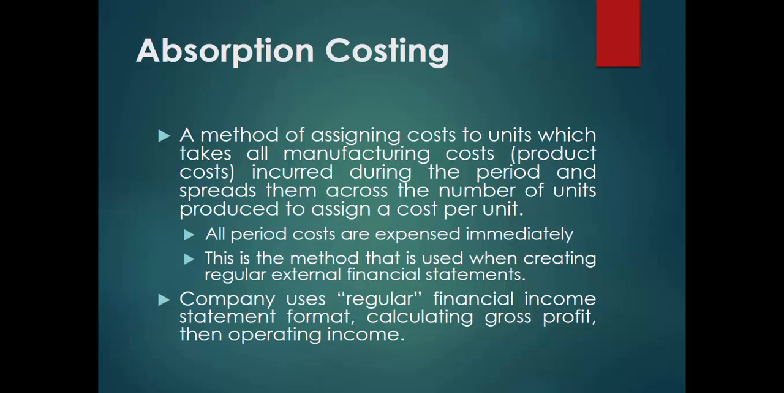Other costs incurred by the company that are period costs are expensed immediately. The reason I say that this is the regular method or the most common is because this is the method that you see when you see companies creating regular external financial statements. When a company is using this kind of costing and preparing a financial statement, they're going to prepare a regular financial income statement format, which calculates your gross profit and then goes on to calculate your operating income.